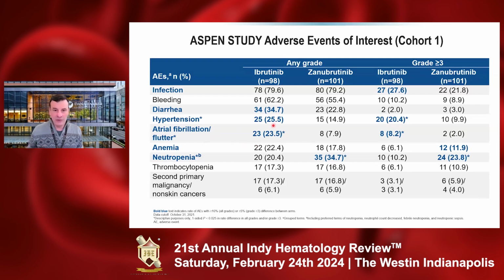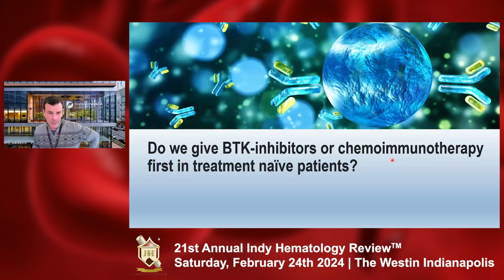We do see atrial fibrillation, arrhythmia of the heart, which is associated with ibrutinib. In this trial, in fact, the atrial fibrillation rate was 23% compared to 8% for zanubrutinib. Conversely, for patients that were on zanubrutinib, there was more neutropenia, meaning the white blood count was decreased, particularly at a very high grade in comparison to ibrutinib. But there was no infection signal, interestingly, associated with this difference.